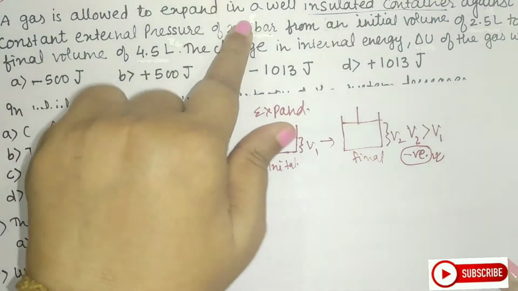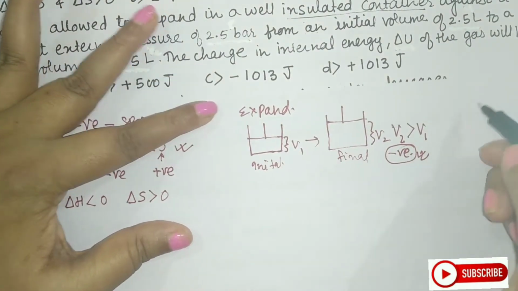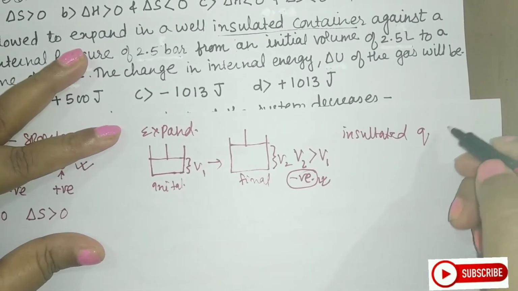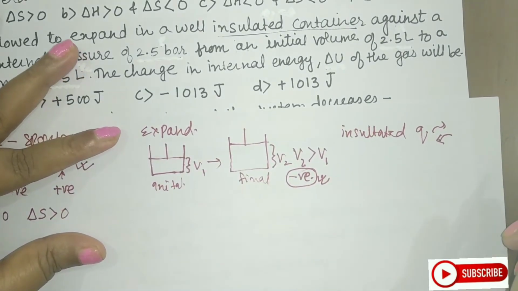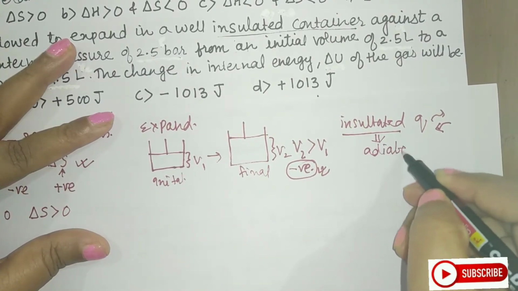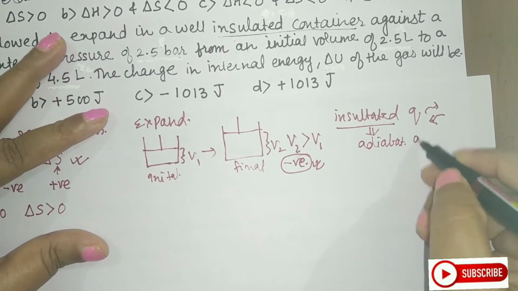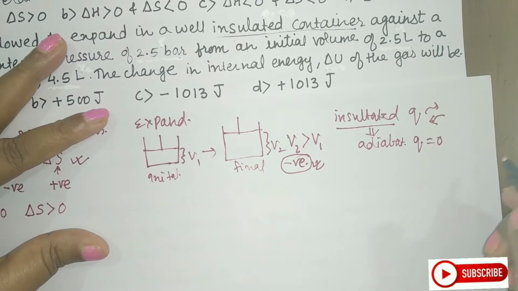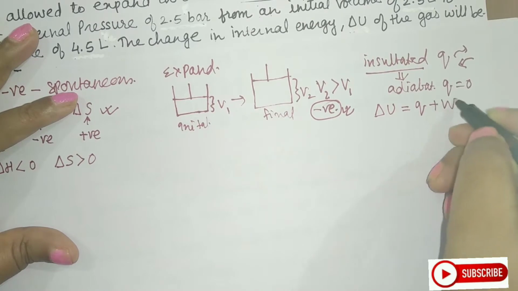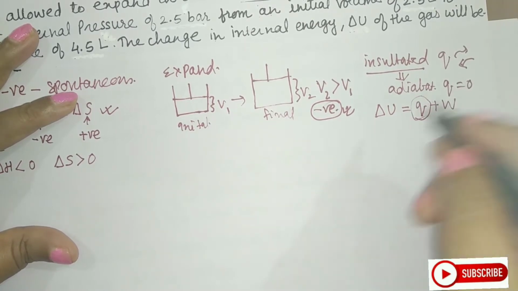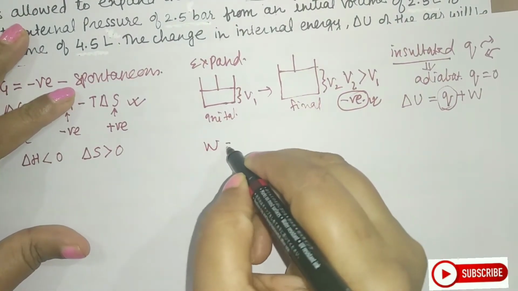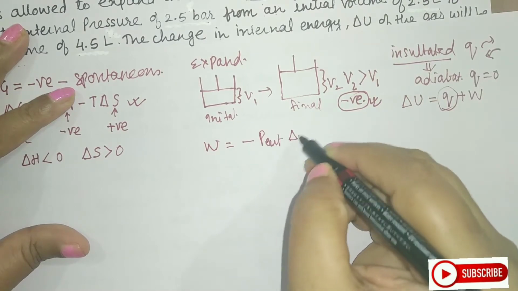A gas is allowed to expand in a well-insulated container. What is the meaning of insulated, student? Insulated means heat is neither allowed to enter nor released from the system at any point of the reaction. Can I call the insulated system an adiabatic process? If yes, then Q is equal to 0, meaning there is no heat transfer. So when I use the equation delta U = Q + W, there is no heat, so the internal energy change will be equal to the work done. So W = -P external delta V.